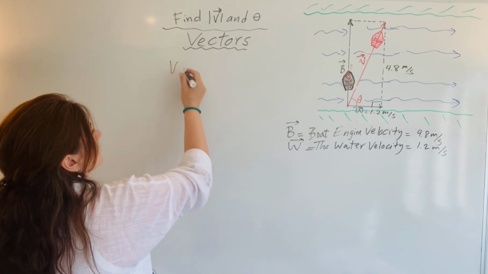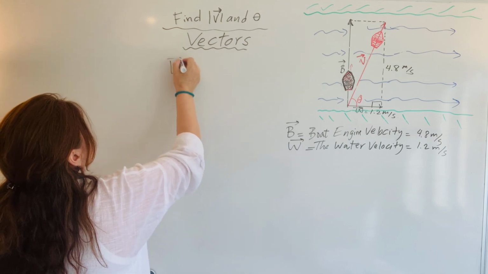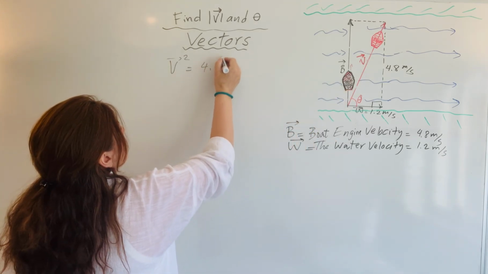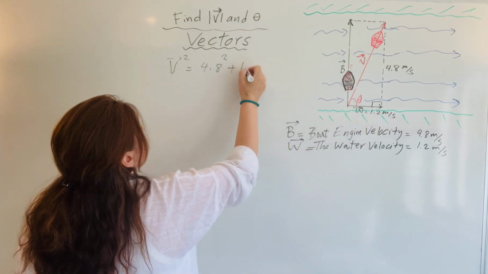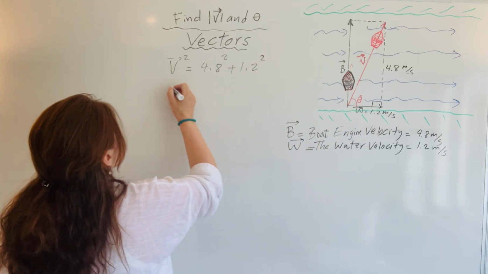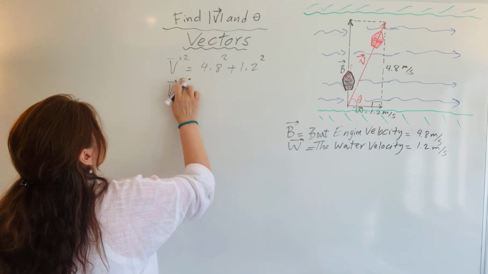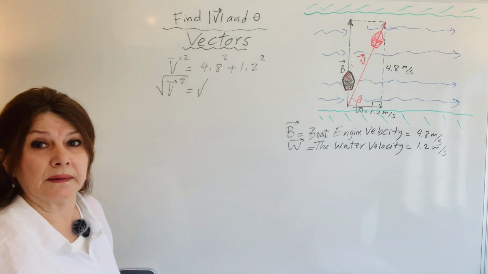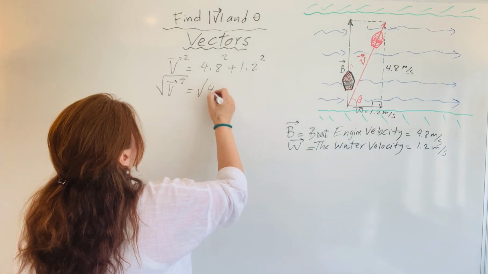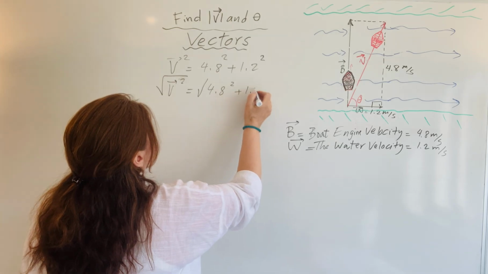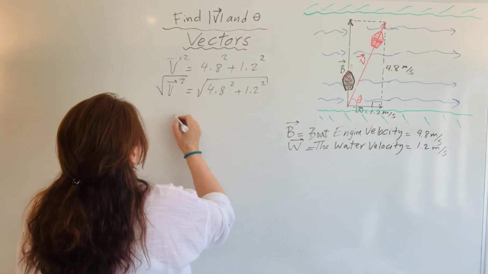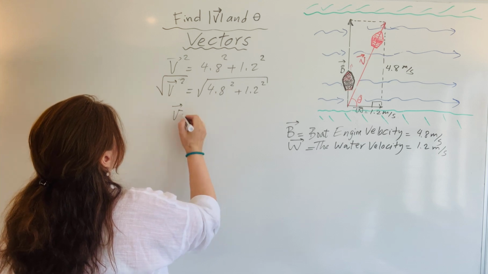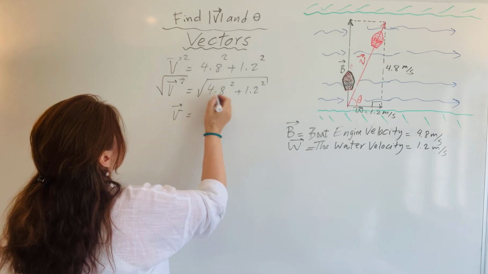v squared is equal to what? 4.8 squared plus 1.2 squared. Take the square root of both sides: the square root of 4.8 squared plus 1.2 squared, and the result is v. v is the radical of this one.